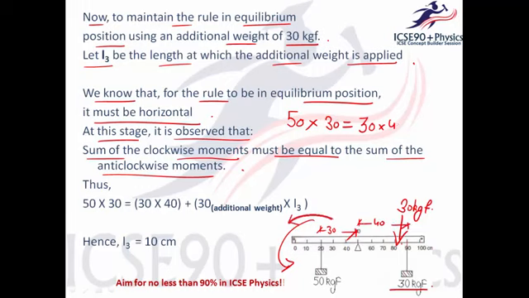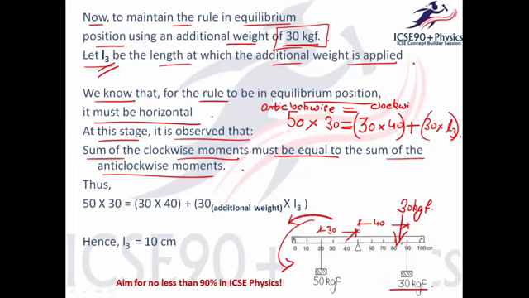40 plus the additional weight that we are talking about, that is 30 kgf, multiplied by a certain length L3 at which it should be applied. Now how do you get this equation? Remember, on one side we have all the anti-clockwise moments, and on the other side of the equation we have all the clockwise moments.